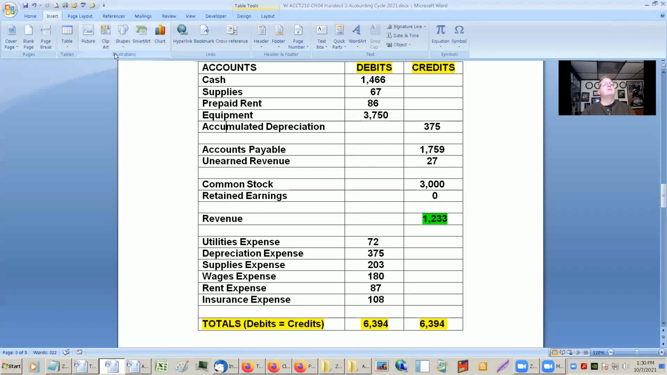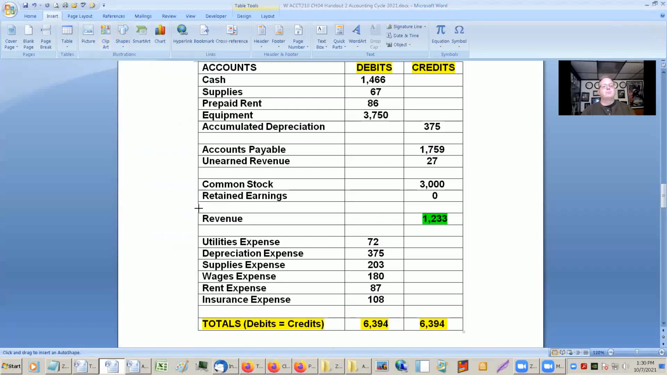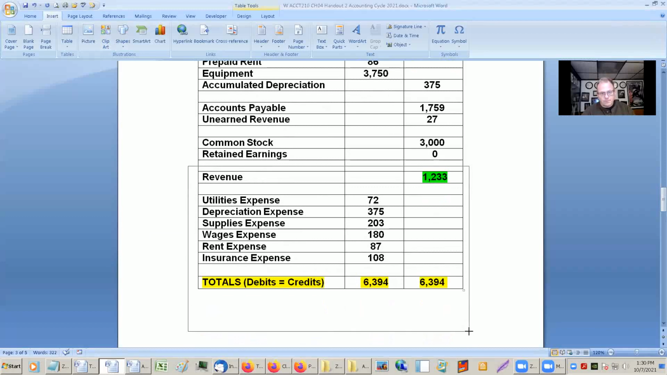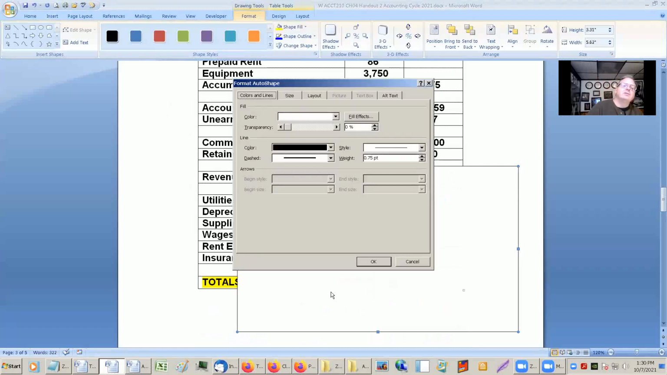Hey, what's going on here? A little formatting to do here.